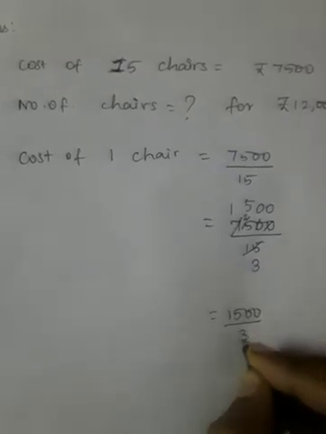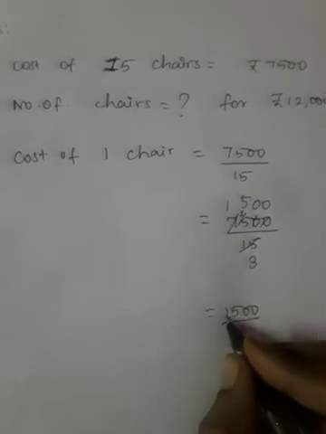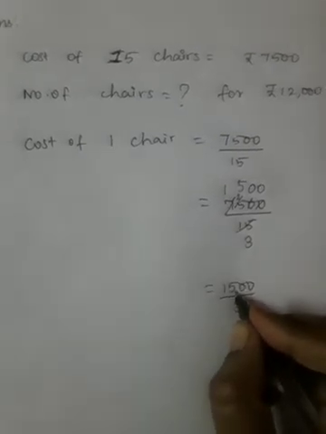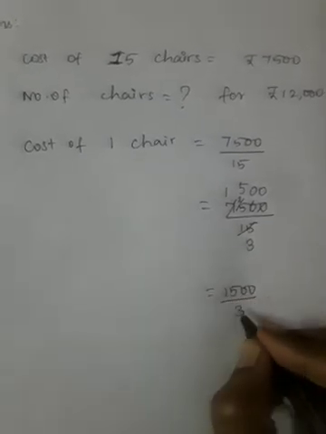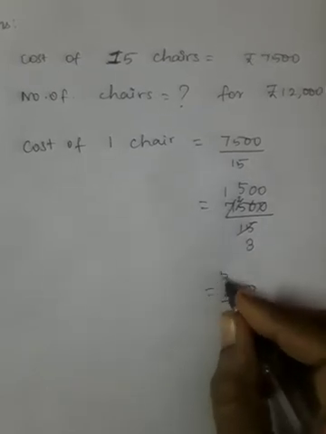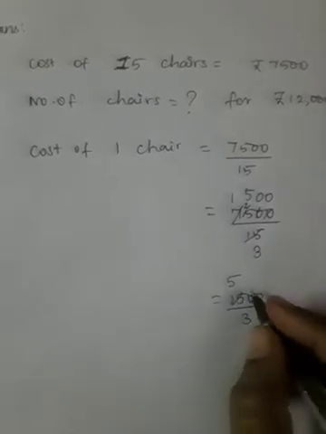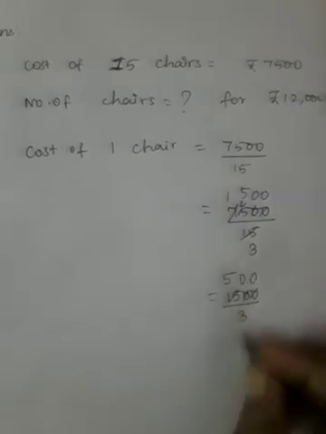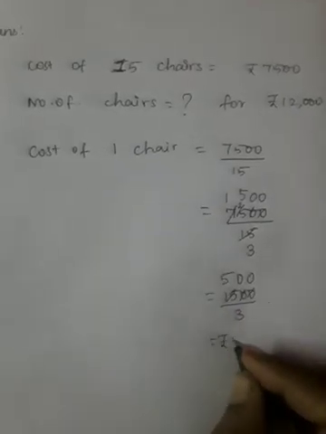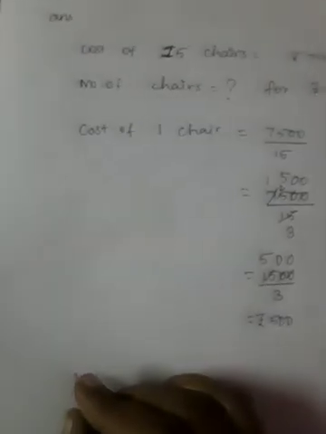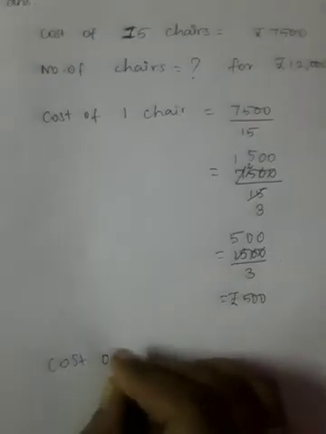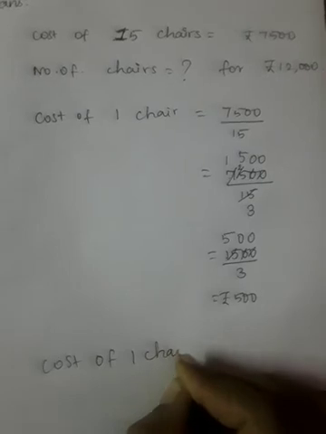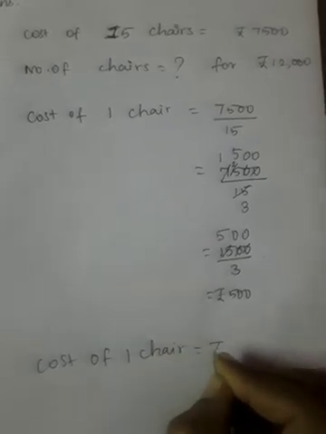Now 1,500 divided by 3. Now 3 and 1. 1 is the smaller number, so take it with the next number. When will you have 15 in the third table? 5 threes are 15. Then 3 zeros are 0. So the cost of one chair is 500 rupees. Cost of one chair is equal to rupees 500.